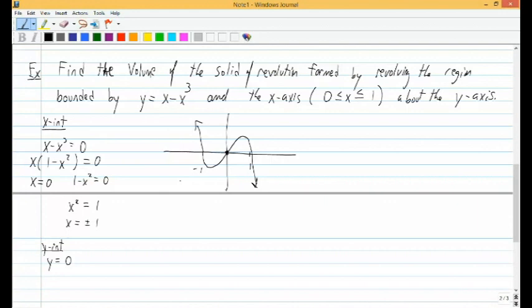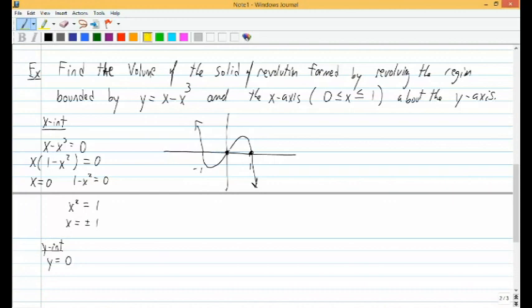And that's the basic shape of a cubic graph. It's an N-shaped graph, and since the cubed is negative, it's kind of a backward N-shaped graph. Anyway, what are we concerned with? It said that it's bounded by this graph and the x-axis, where x is between 0 and 1. So here's where x equals 0, here's where x equals 1. So we're just concerned with this part here.